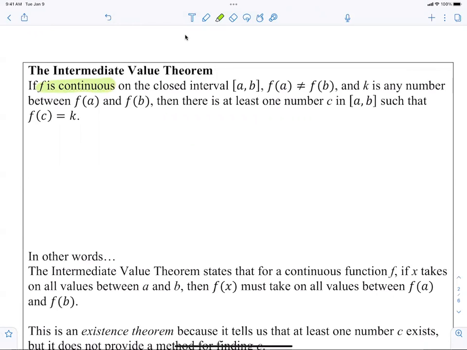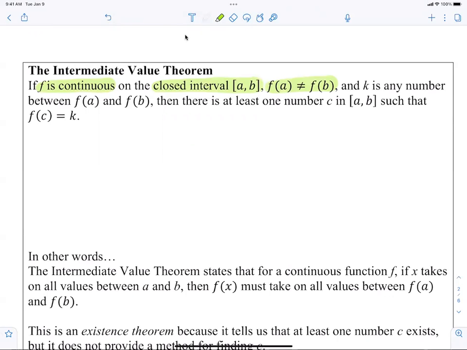And it has to be continuous specifically on the closed interval from A to B. If it's an open interval, the intermediate value theorem does not apply. Its implications might still happen, but it's not a given. And the function values at the endpoints of the closed interval can't be equal to each other.